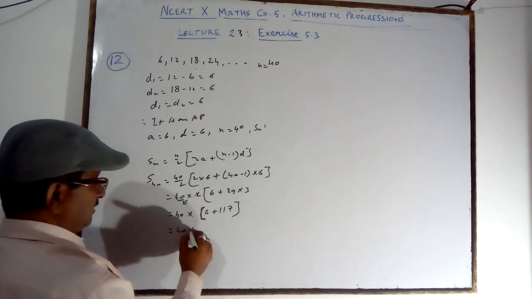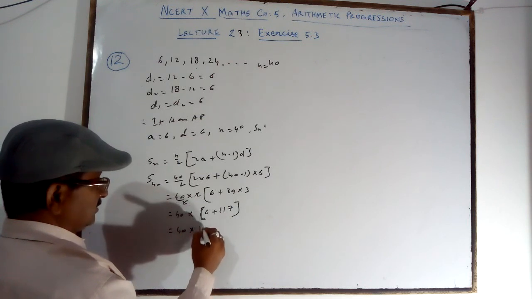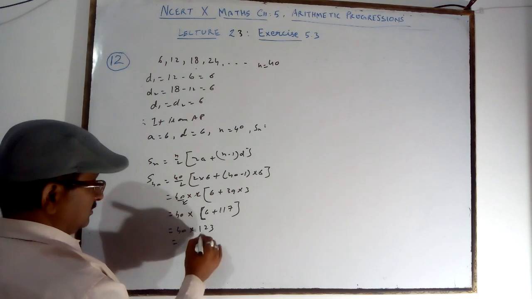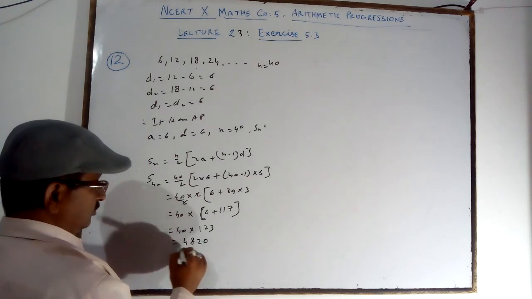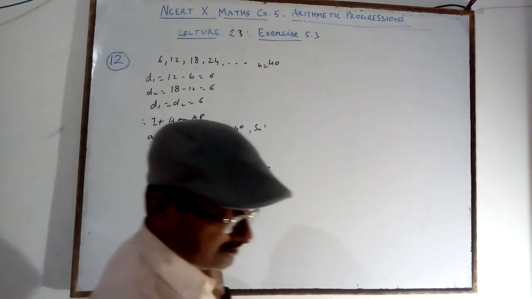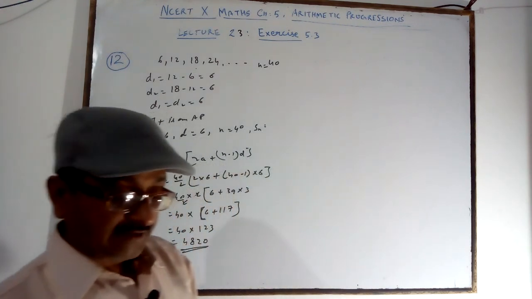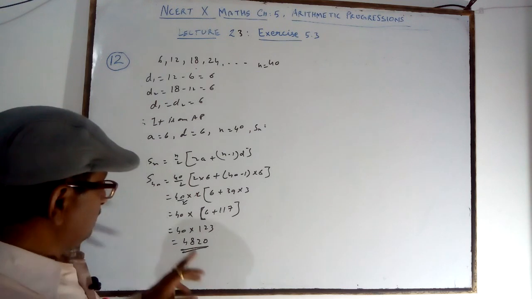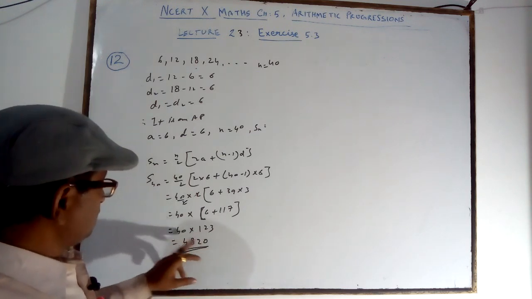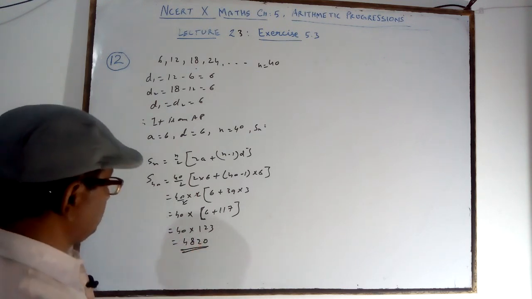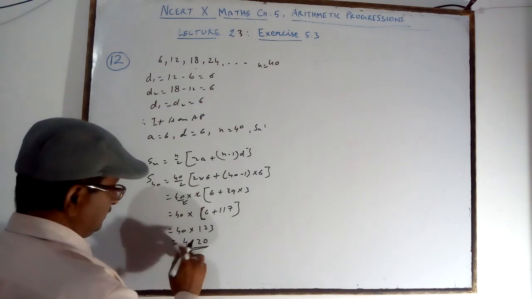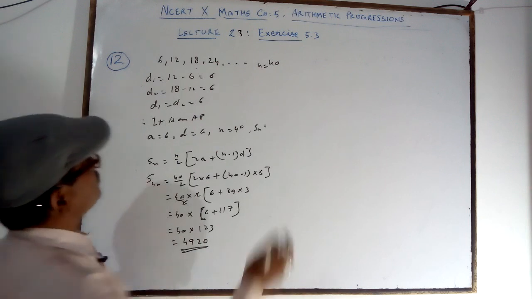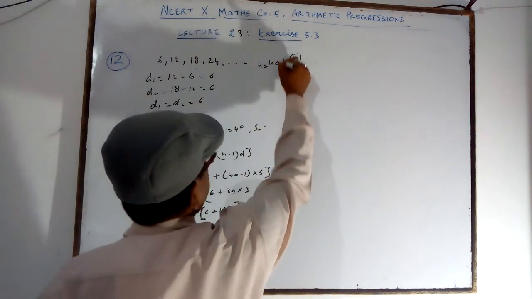So 40 multiplied by 123, 4920 is your answer. Check: 4 threes are 12, 4 twos are 8, and 1 makes 9. 4920 is your answer.